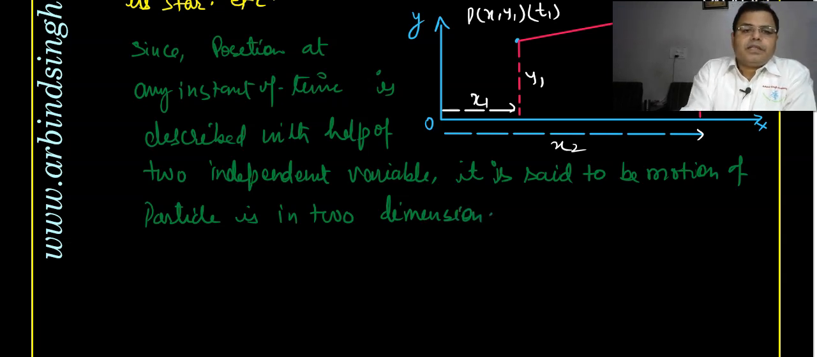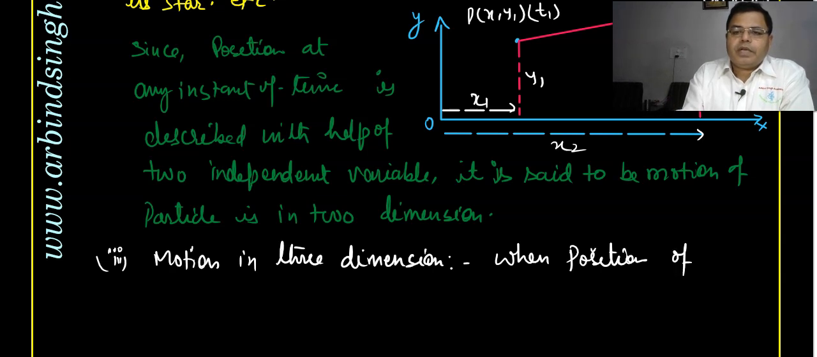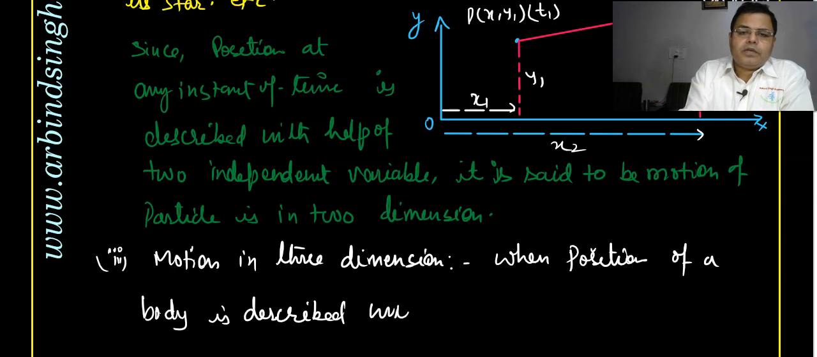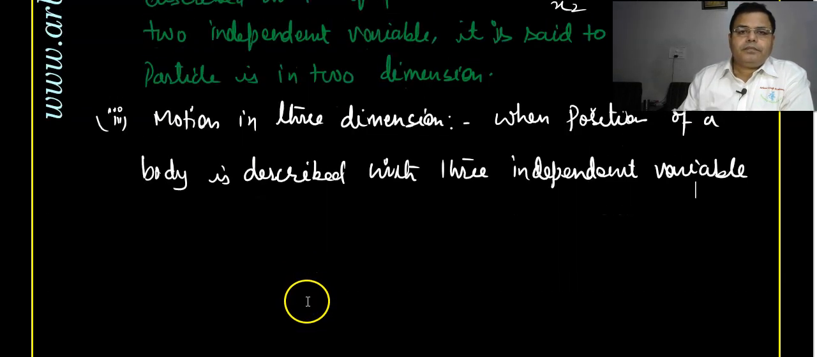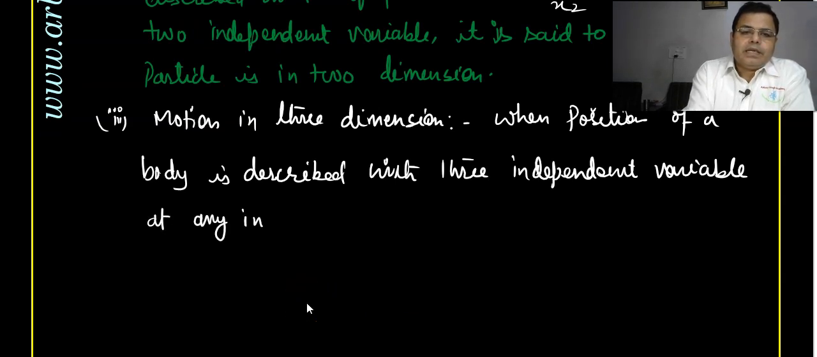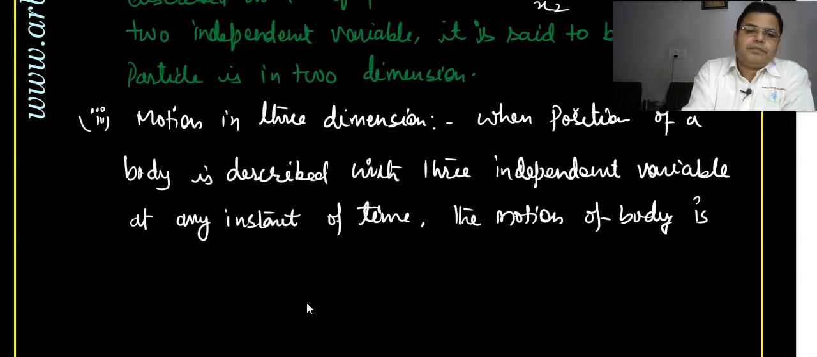Right? Okay. Now there is a third one, that is called motion in three dimensions. What is that? When the position of a moving body is described with three independent variables at any instant of time, the motion of the body is said to be motion in three dimensions.